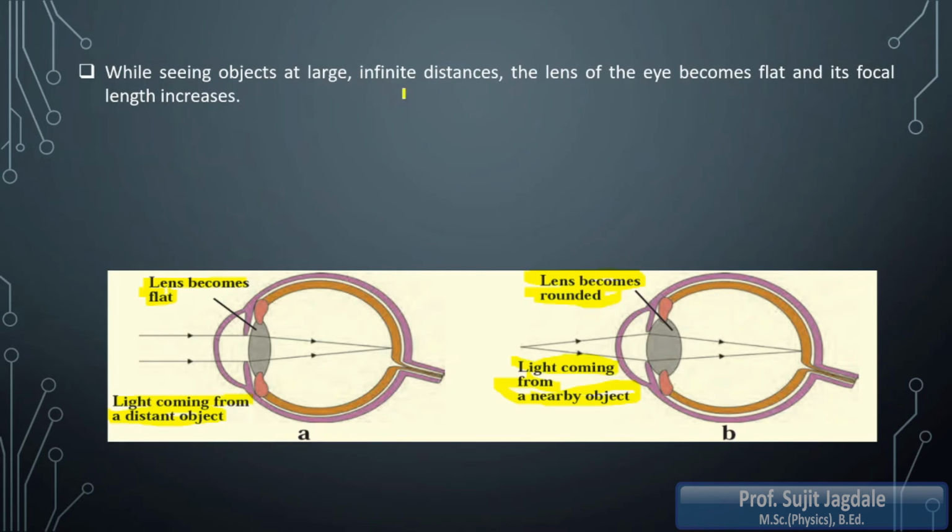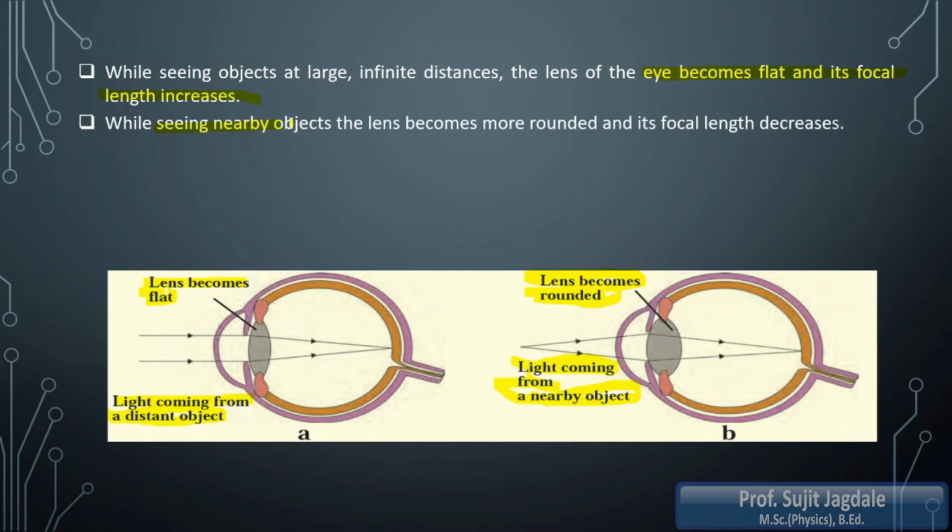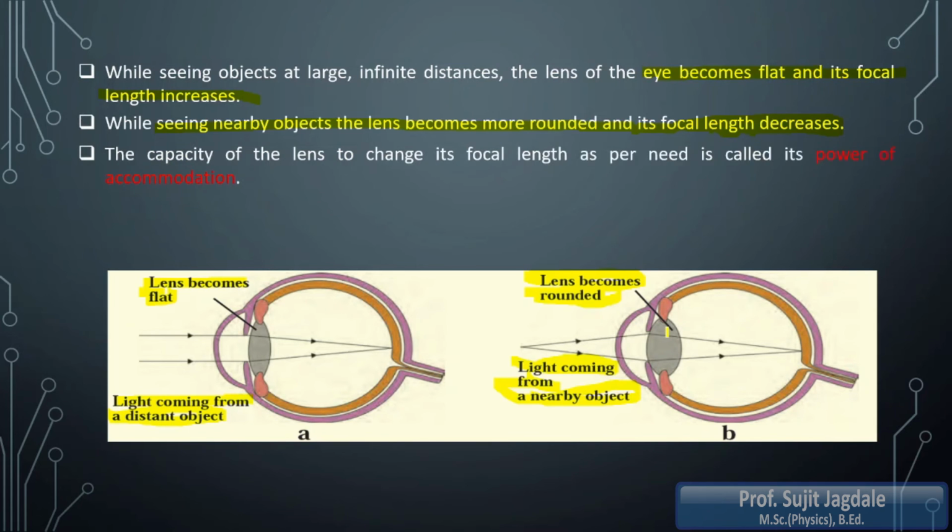So while seeing objects at very large, infinite distances, the lens of the eye becomes flat and its focal length increases. And if we want to see nearby objects, then the lens becomes more rounded and its focal length decreases. So the focal length of the crystalline lens is adjusted according to the position of the object, and it does that with the help of ciliary muscles. The capacity of the lens to change its focal length as per need is called the power of accommodation.